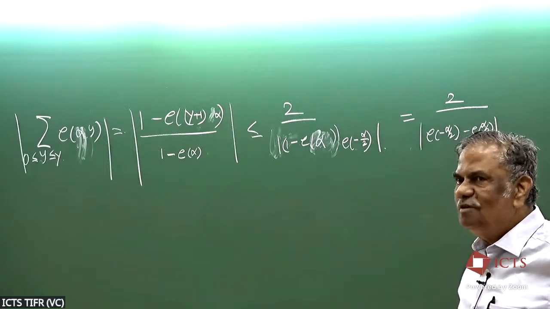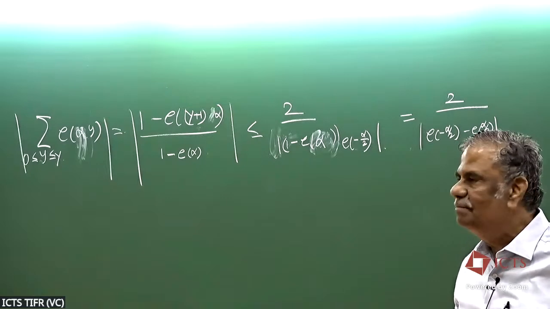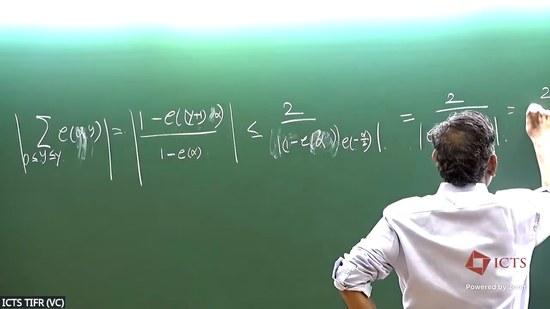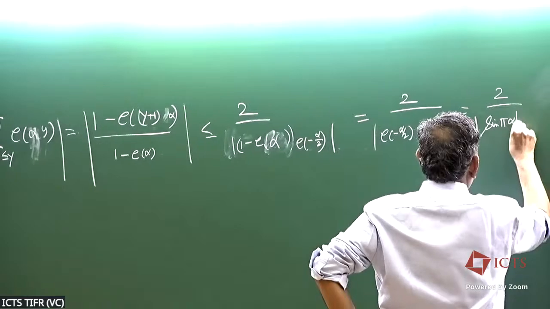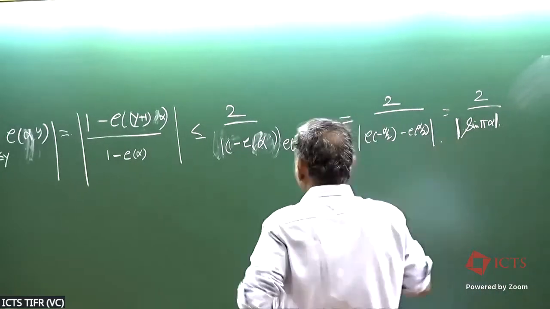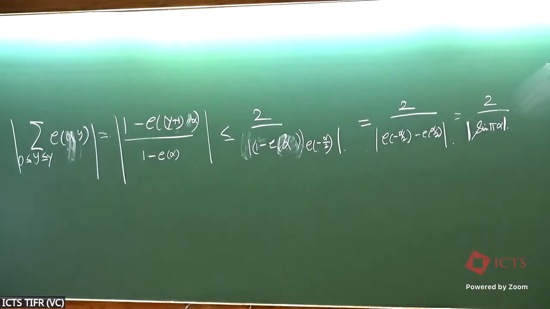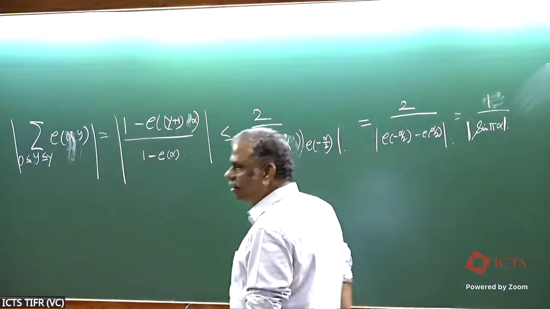And now I can use the theorem of Euler saying that e power ix equals cos x plus i sin x, which would give you something like 2 over sin pi alpha. Well, the 2 cancels. Anyway, I am only interested in the upper bound, etc. It doesn't matter.